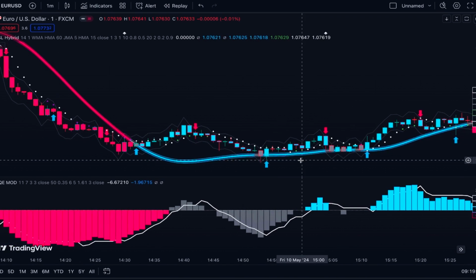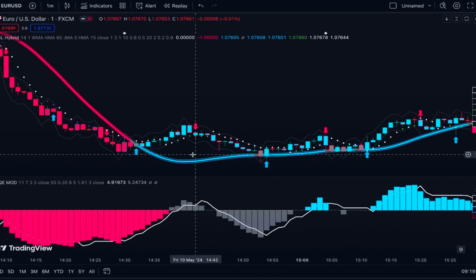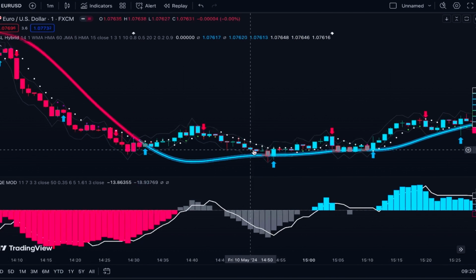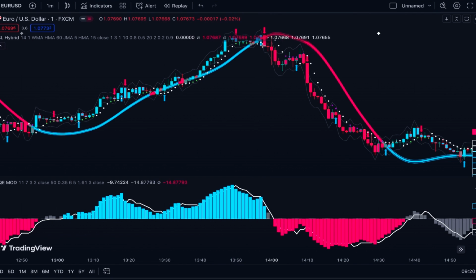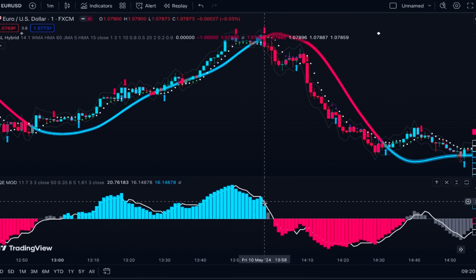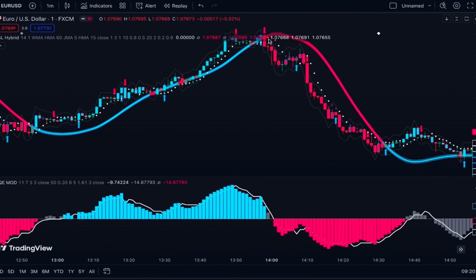As you saw, QQE mod helped us to remove false signals during this flat market, and also here at the reversal points of the market, which correctly gave us the signal that the upside momentum is weakening and probably we're going to have a reversal.